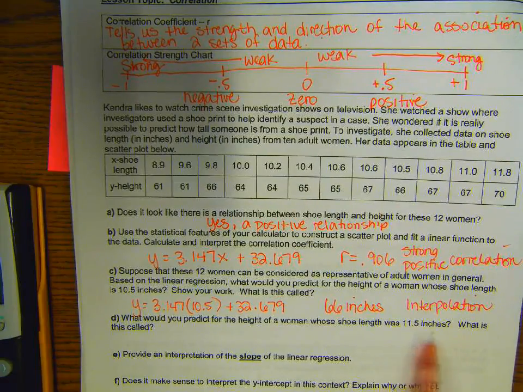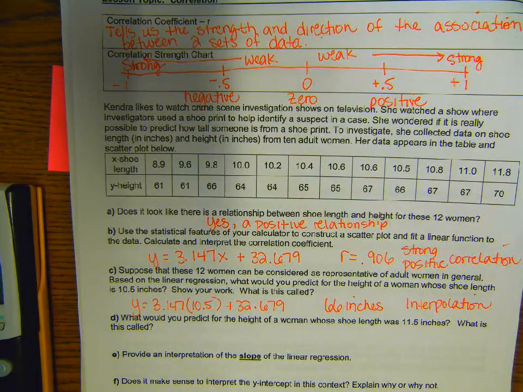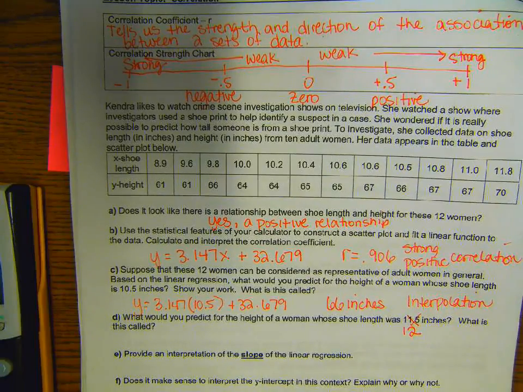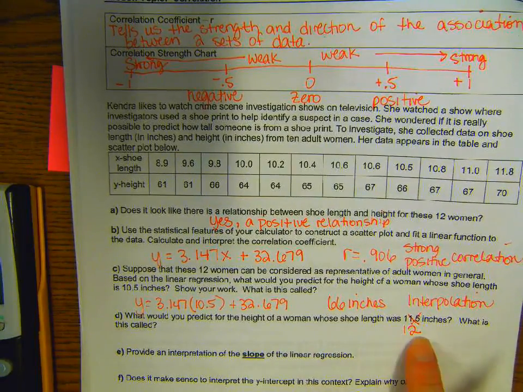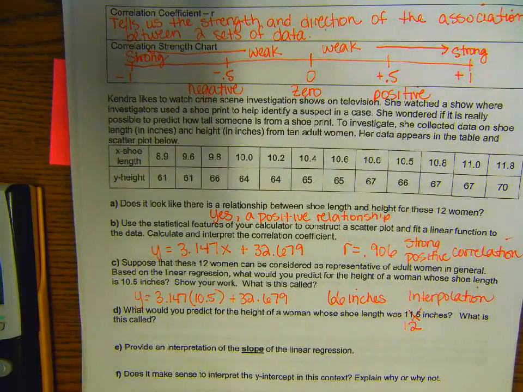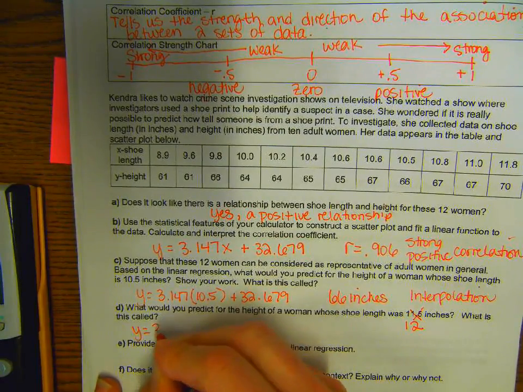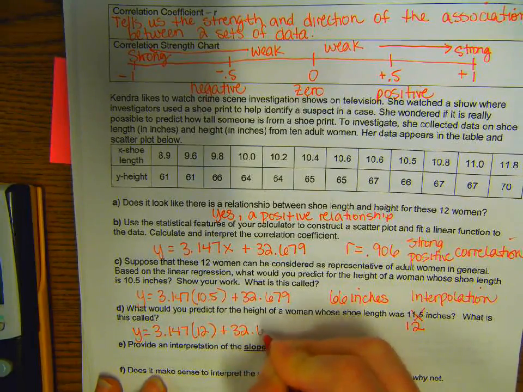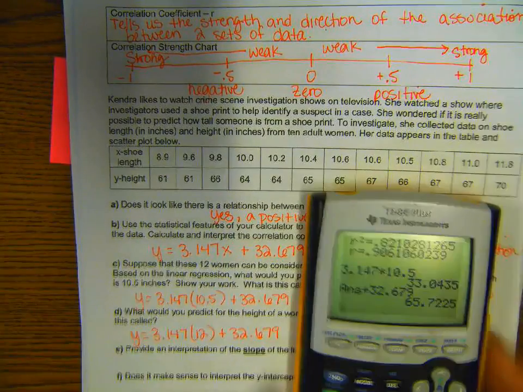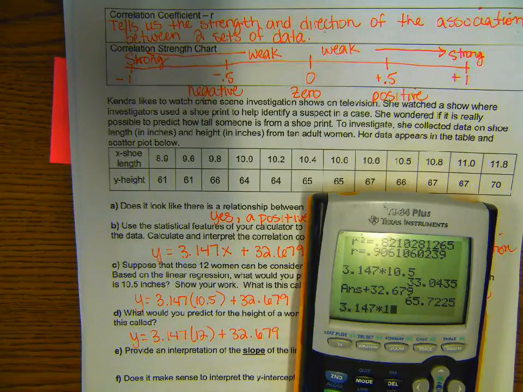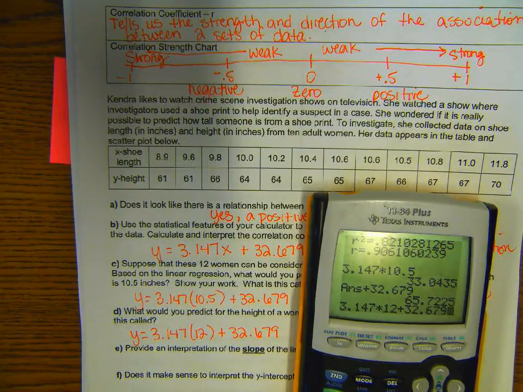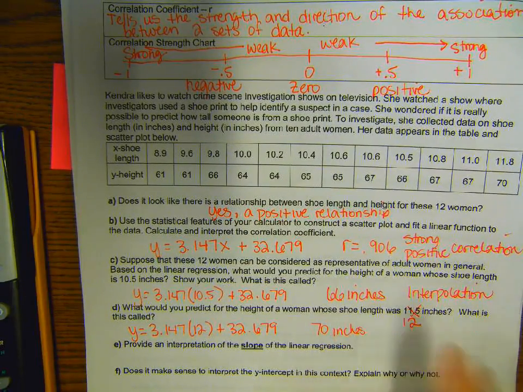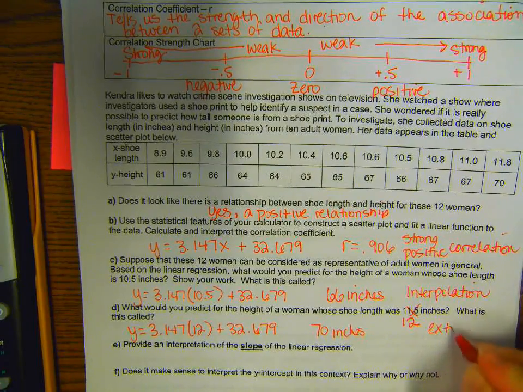This is still interpolation. Let's do an extrapolation one, okay? Let's change that 11.5 to 12. What would you predict for the height of a woman whose shoe length was 12 inches? Okay, and I already gave it away, but I wanted to show one that was extrapolation and why. So now I plug 12 in for X. And I get 70 inches. And if I chose 12, that would be extrapolation.